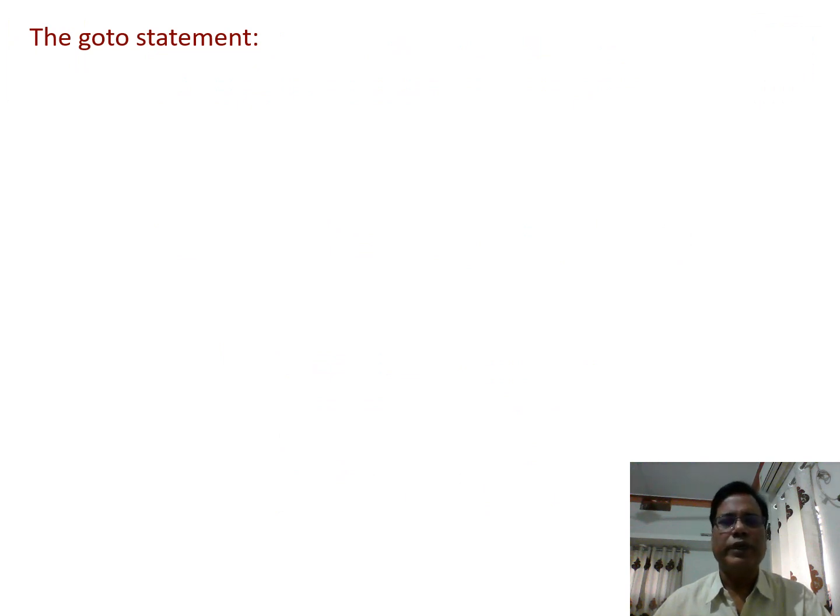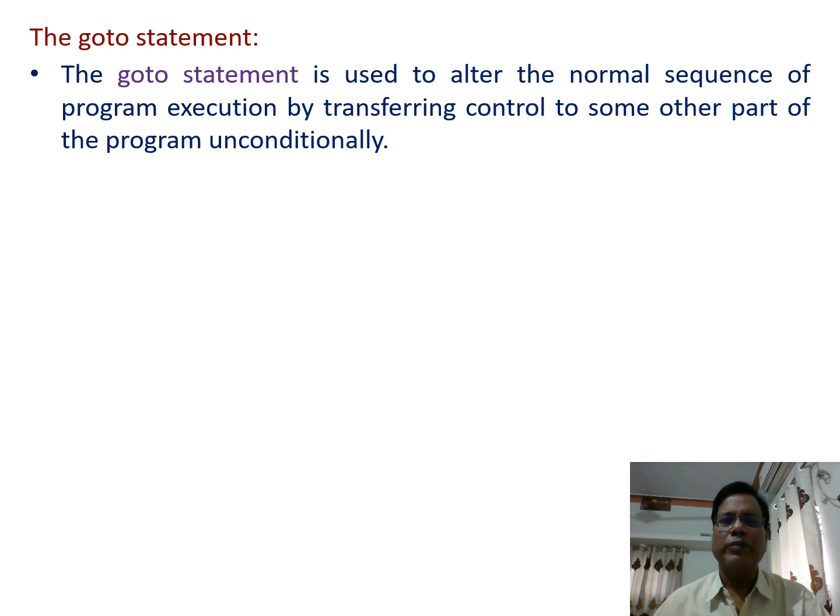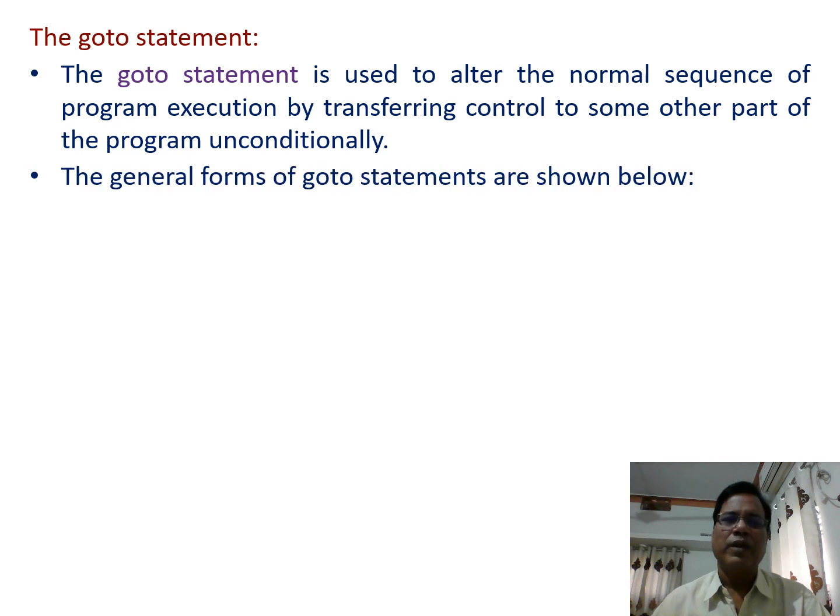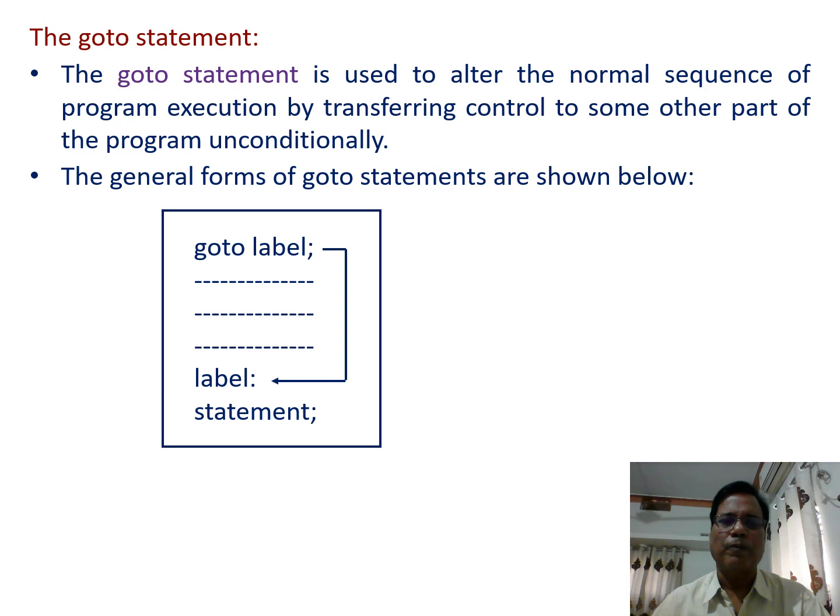What is the goto statement? The goto statement is used to alter the normal sequence of program execution by transferring control to some other part of the program unconditionally. The general form of the goto statements are shown below.